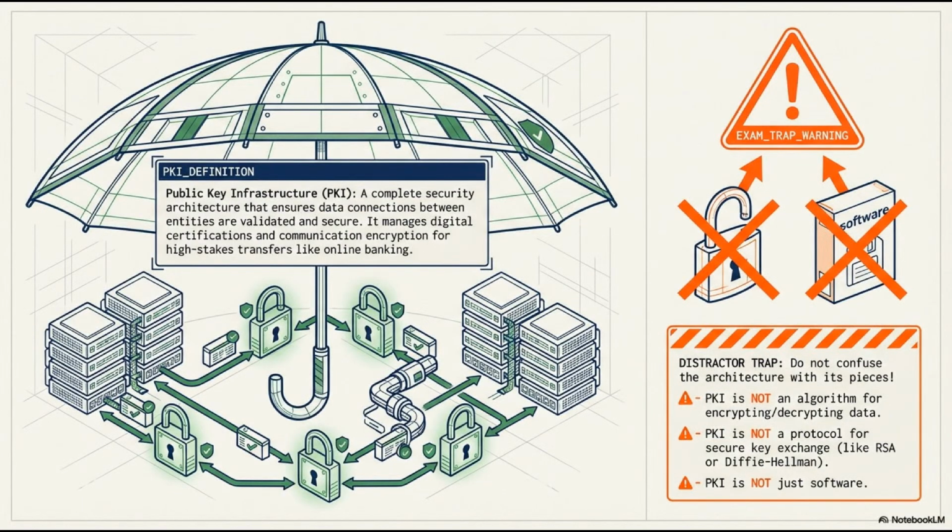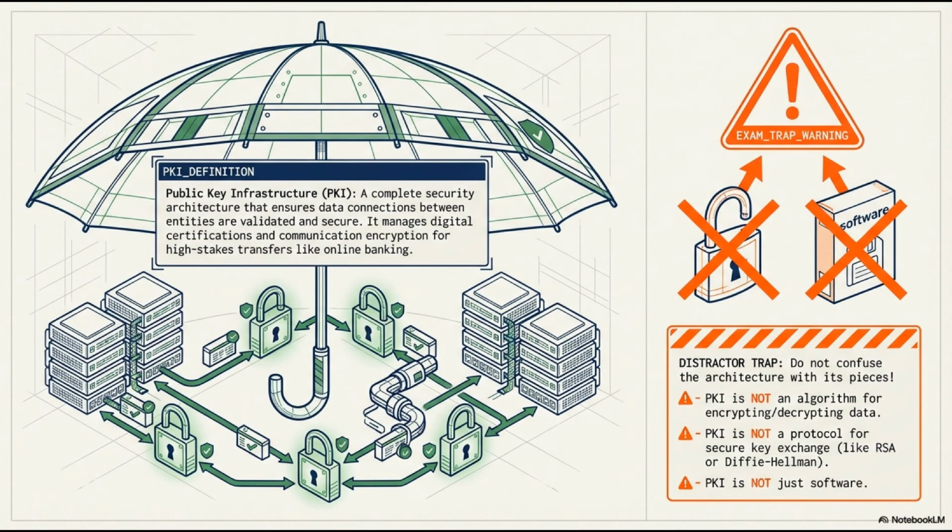PKI definition and exam traps. Okay, let's unpack this because the slide shows this giant umbrella protecting a bunch of servers. Yeah, the crucial takeaway there is that PKI isn't just one single software program or a solitary mathematical formula. Right, it's a comprehensive security architecture. It's the whole umbrella. And that umbrella concept is precisely where the exam writers are going to try to trap you. Oh, they love doing that. They really do. They'll offer these multiple choice distractors that sound super technical but completely miss the forest for the trees. So, for instance, a major trap is defining PKI as just an algorithm for encrypting and decrypting data. Which it isn't. Right. It utilizes algorithms, obviously, but it is not the algorithm itself.